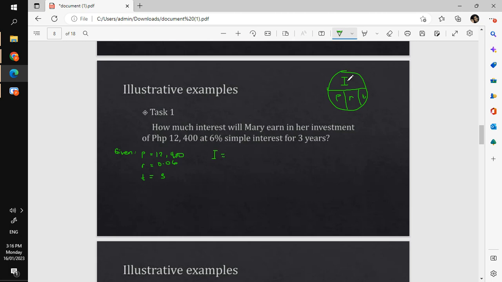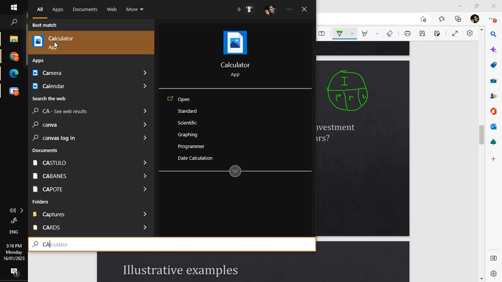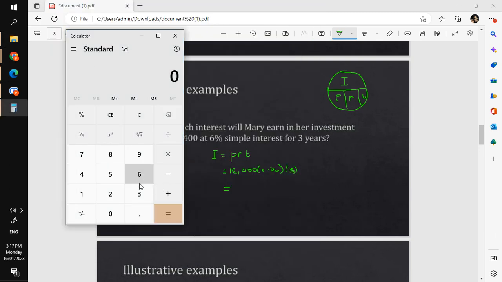So after you list down all the given values, the next thing that you will do is to use the formula. Getting the interest, the variables that are left are P, R, T, and the operation multiplication. So basically, you will be multiplying all the given values. P, that is 12,400. Rate, that is 0.06. And time, that gives us 3.